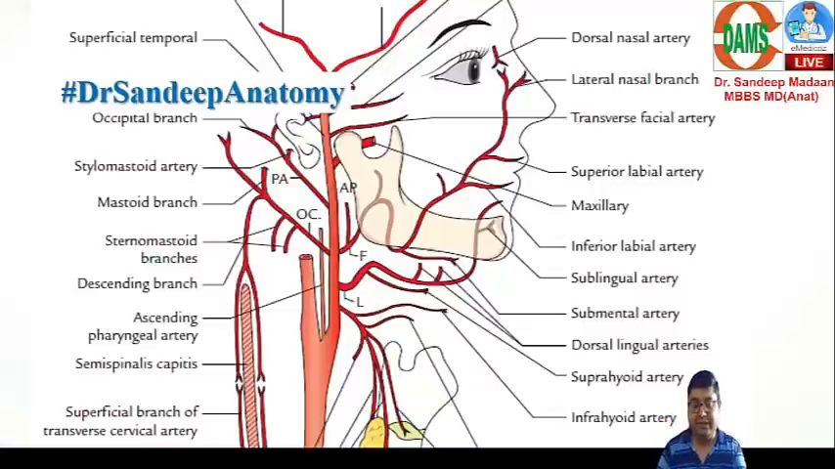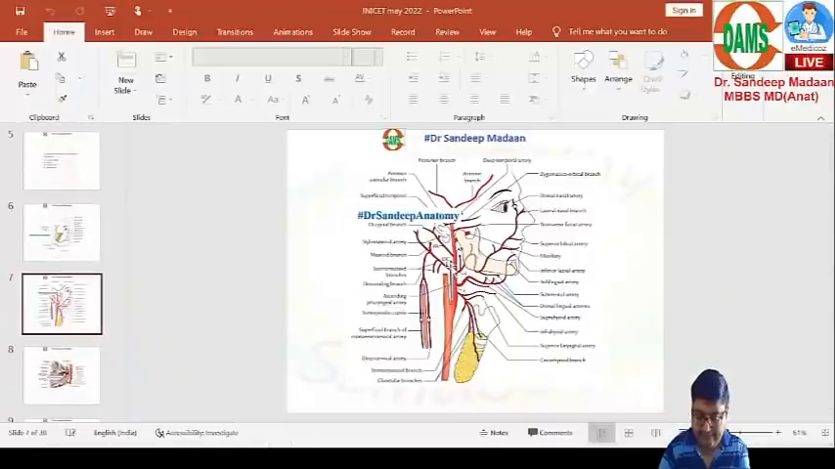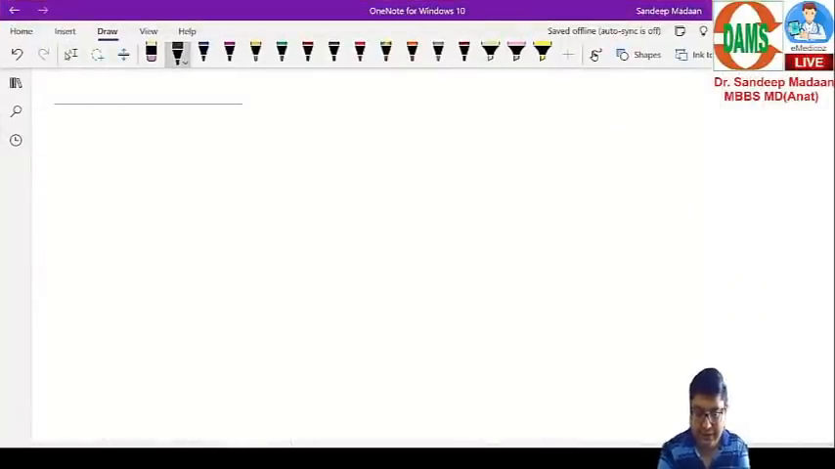Let me describe that X-shaped loop. So basically the branch here, you can say this is the external carotid artery. This external carotid artery is giving the facial artery. This facial artery will be making a loop here around this structure.